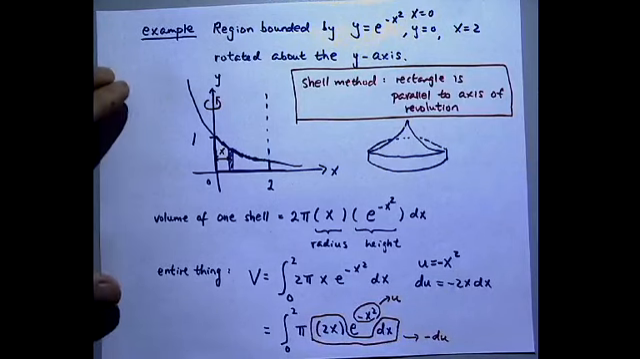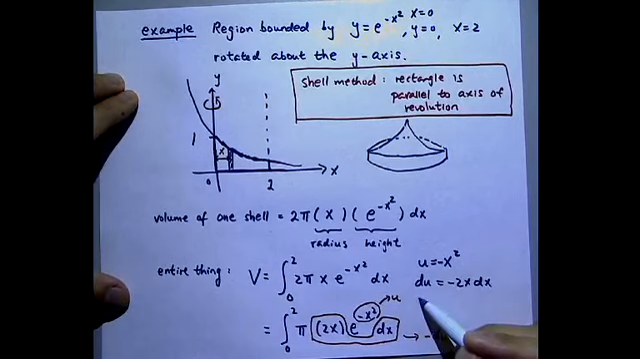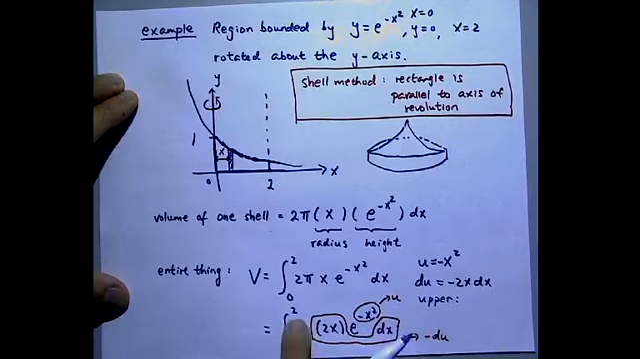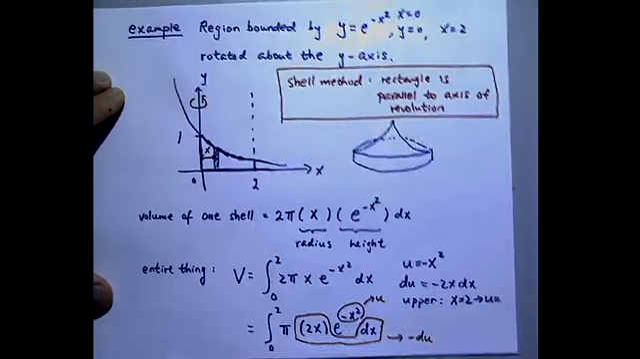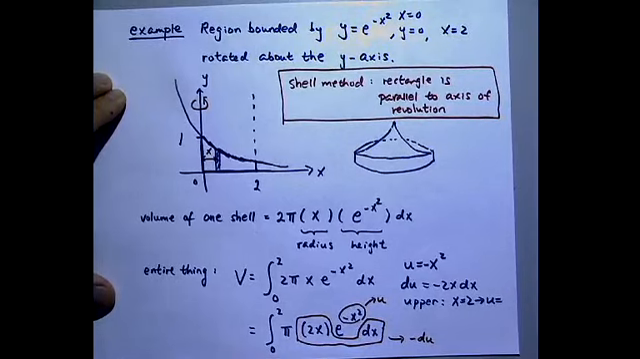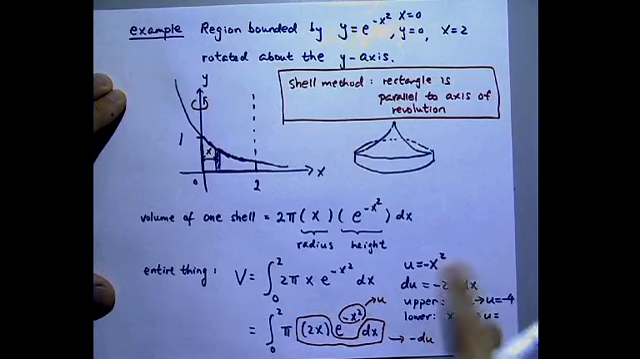Let's adjust our integration limits too. So the upper limit used to be x is equal to 2. When we go to u, it becomes negative 4. Good. The lower limit used to be x is equal to 0. When we go to u, it remained at 0.